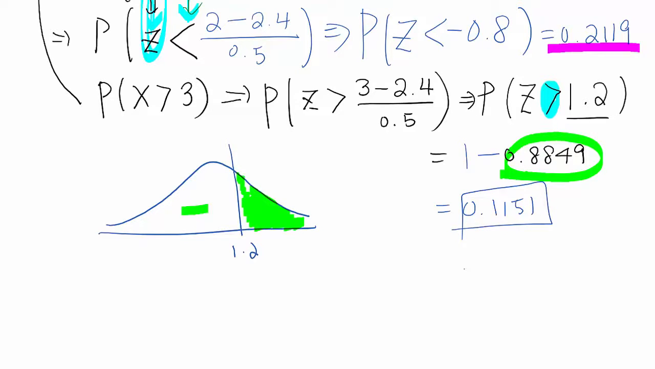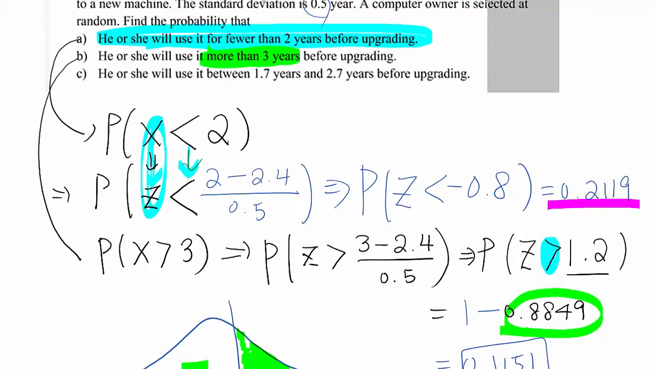Okay. Then the last one, look at the C. He or she will use it between 1.7 years and 2.7 years before upgrading. Actually, this question is a little more complicated, so I'm going to explain it in the next video.